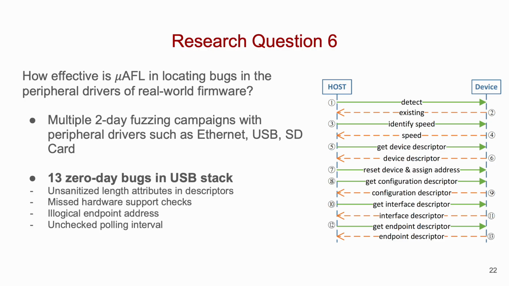The figure shows the operations performed by their USB enumeration benchmark. Their trials led them to discover 13 zero-day bugs resulting in 8 CVEs in USB firmwares from NXP and STM. These include unsanitized length attributes and descriptors, missed hardware support checks, illogical endpoint address, and unchecked polling interval.